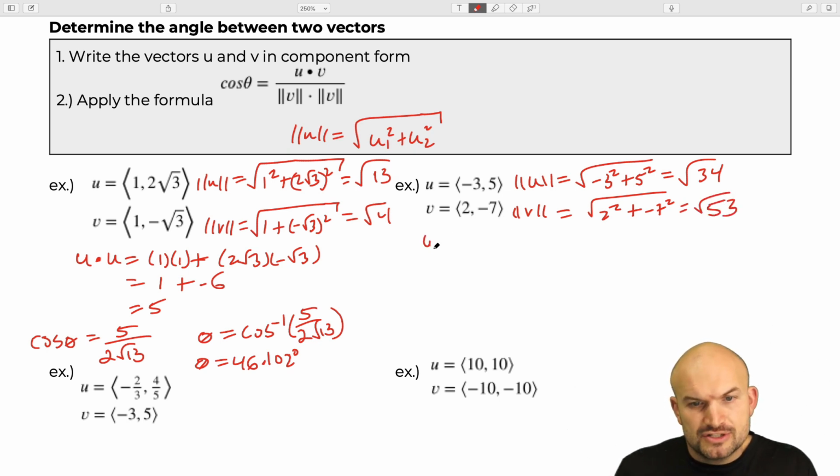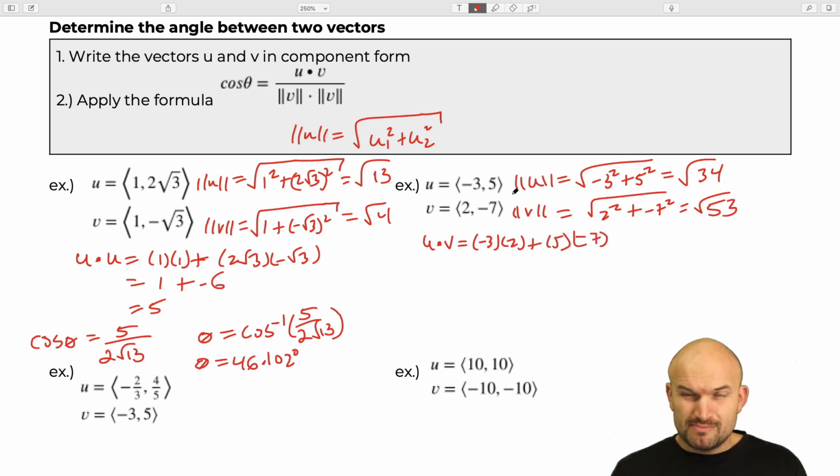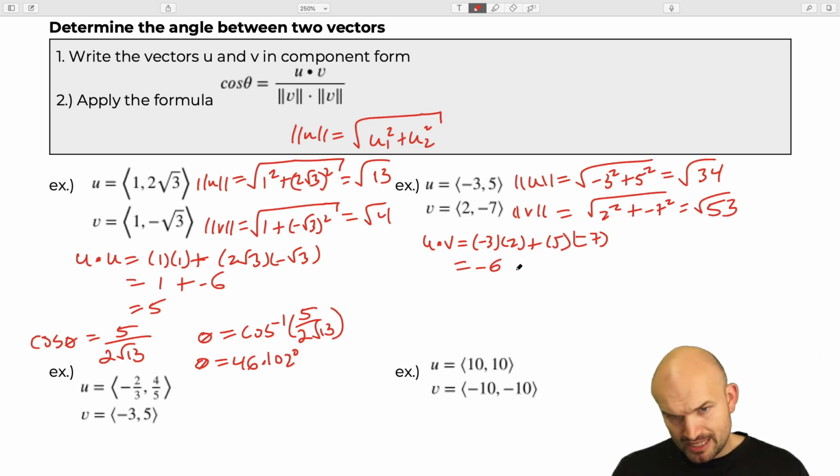All right, and then let's go ahead and do the dot product. So u dot v is going to be negative 3 times 2 plus 5 times negative 7. And again, I just like to do all the work to make sure we're practicing a lot of the magnitude and dot product to get good at it. Also, when you type a lot of things into your calculator, it makes for mistakes. All right, so in this one, I end up getting a negative 6, and this is a negative 35.